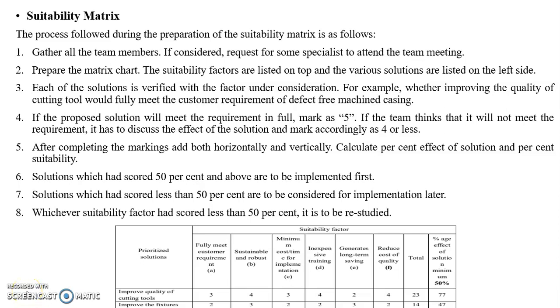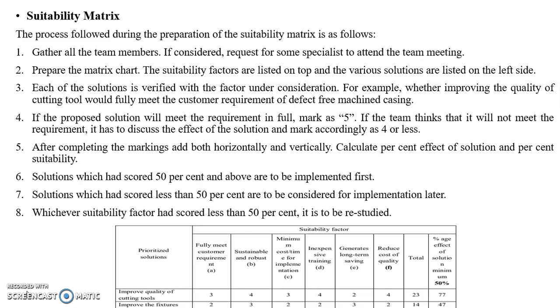Next, in the third step, each of the solutions is verified with the factor under consideration. For example, whether improving the quality of the cutting tool would fully meet the customer requirement of defect-free machined casting. As shown in the table, they will check whether this suitability factor is verified with the solutions.